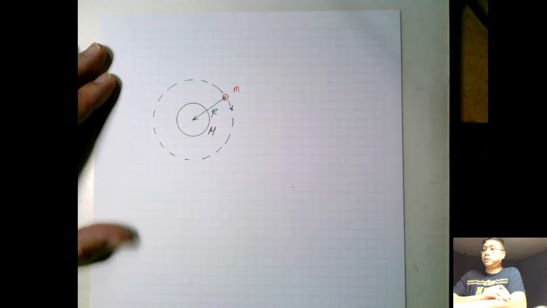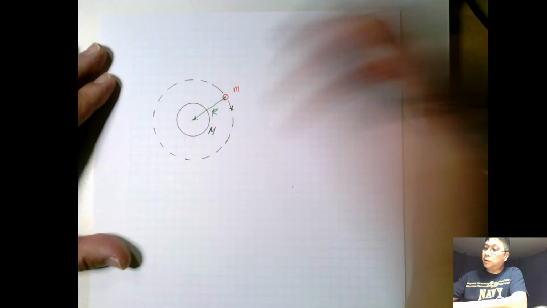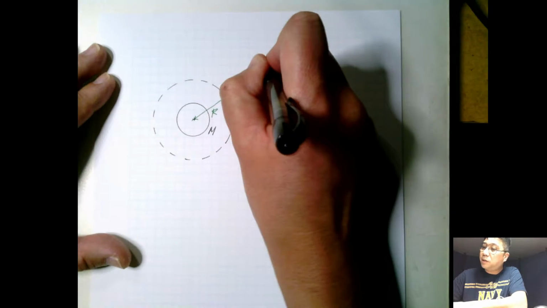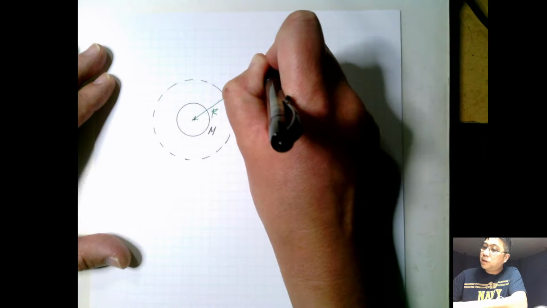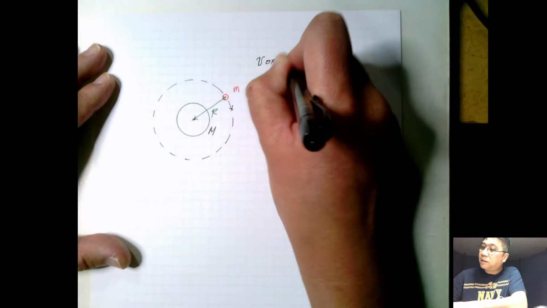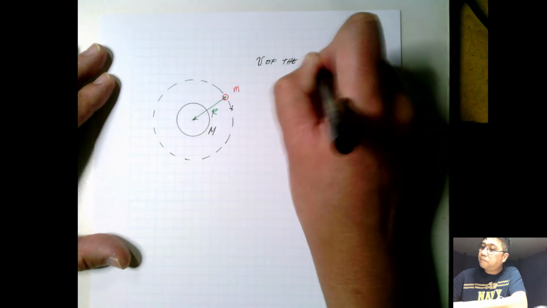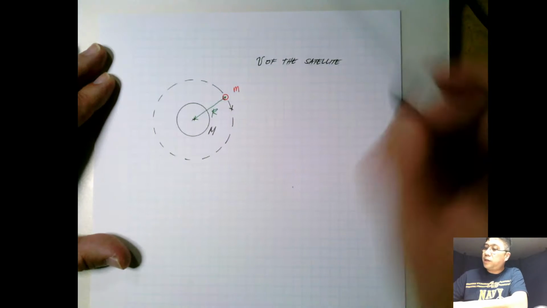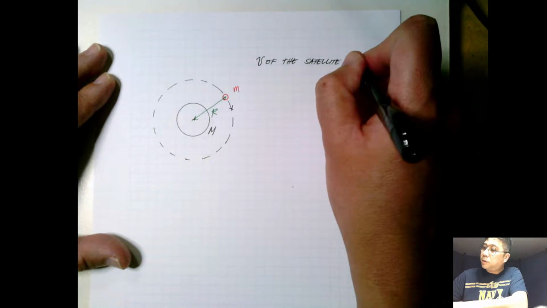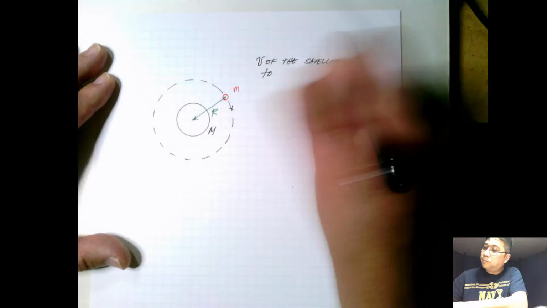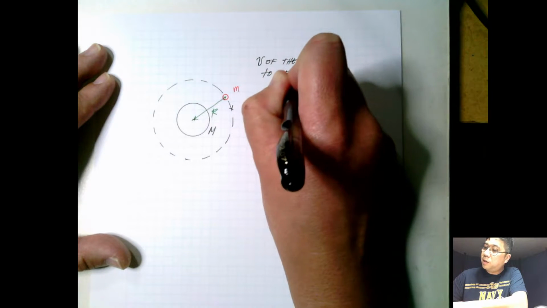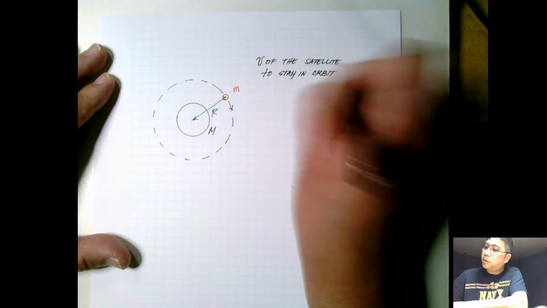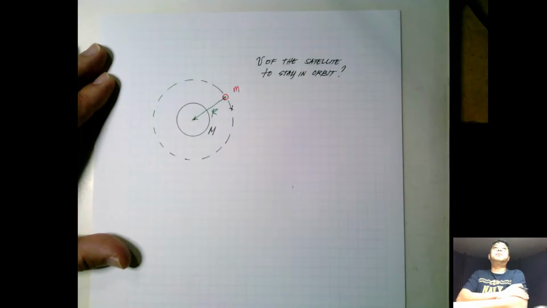So a typical question would be, how fast should the satellite travel? What is the velocity of the satellite, V of satellite, to be able to stay in orbit?